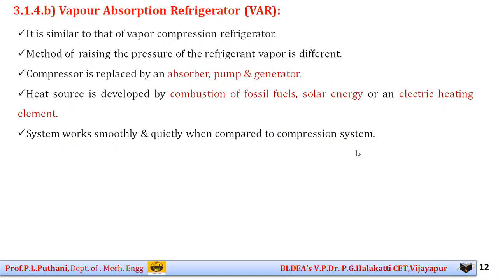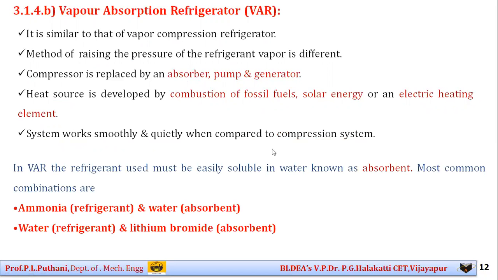Now, moving ahead. Generally, in the vapor absorption refrigerator, along with the refrigerant, we use a solution which makes the refrigerant dissolve easily in water. So the refrigerant gets easily soluble, and we call this solution an absorbent.